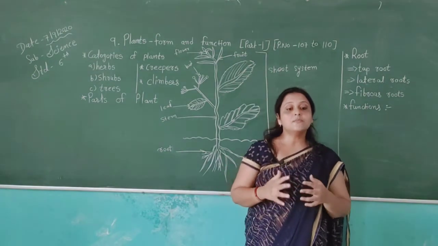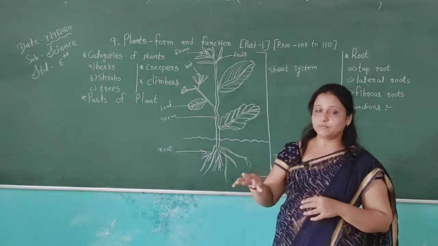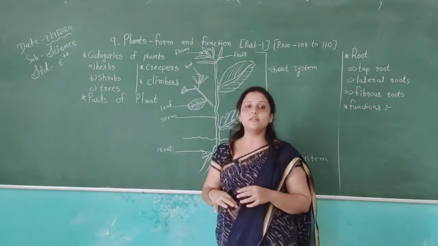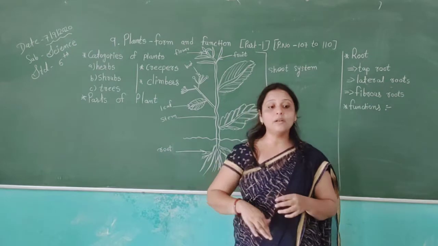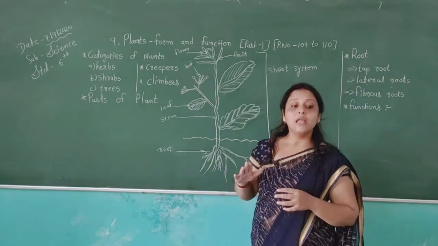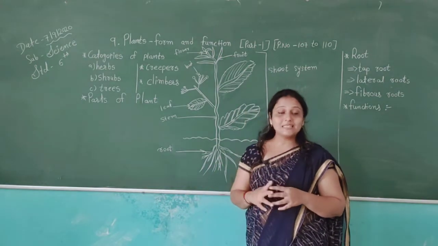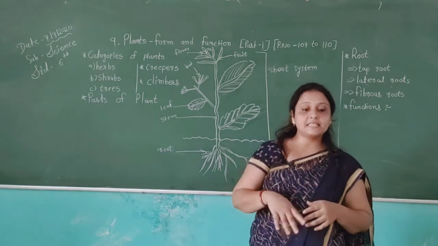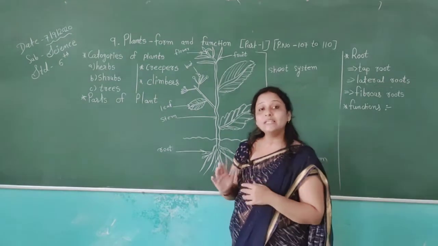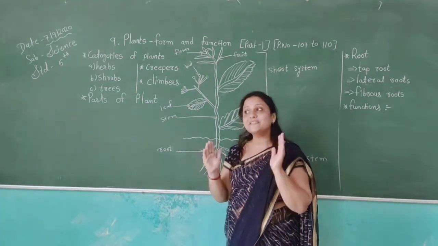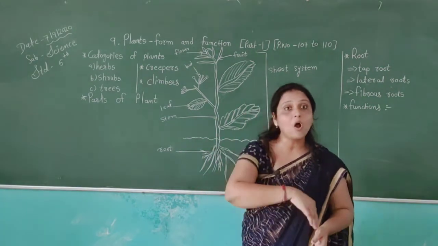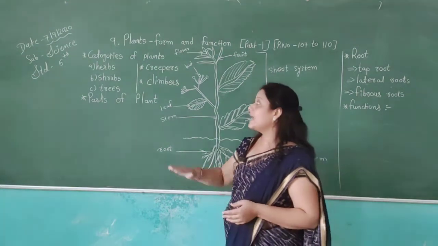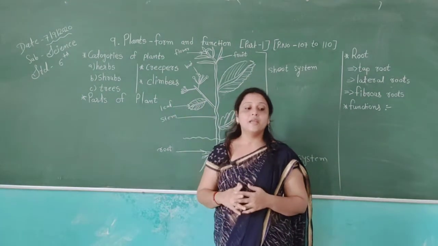Some of the plants spread on the ground. We can also see this type of plant. They can spread on the ground. Plants that cannot stand upright and spread on the ground are called creepers. The plants which cannot stand on their stem and spread on the ground are called creepers.